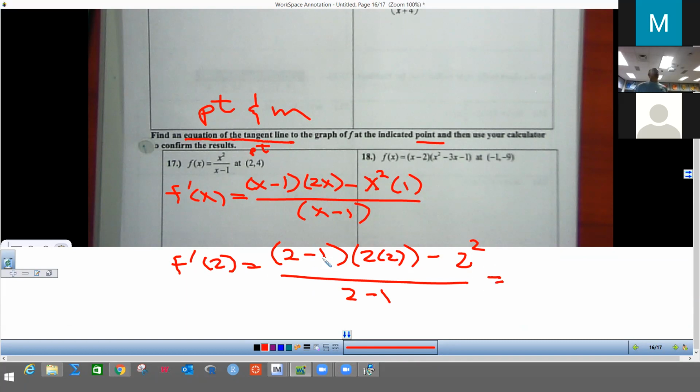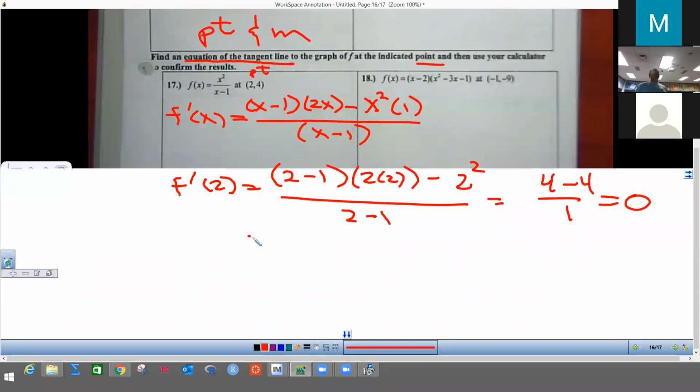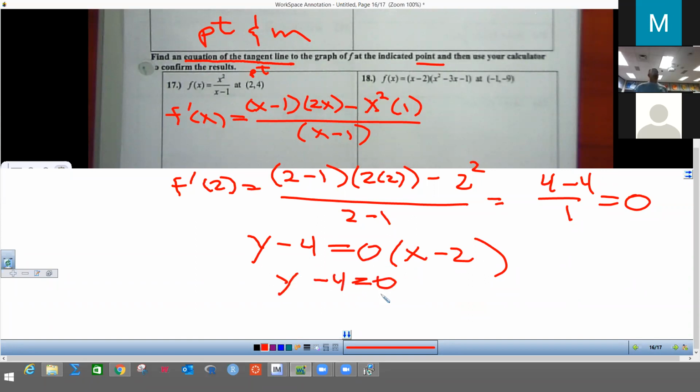And here I'm going to get 1 times 4 is 4 minus 4 over 1. This slope is 0. I wish he wouldn't have given us a 0 slope, but he did. So you could write this as y minus 4 equals 0 times x minus 2. You can leave it like that. You could also go ahead and say 0 times this whole side is 0, and y equals 4 would be the equation of the tangent line.